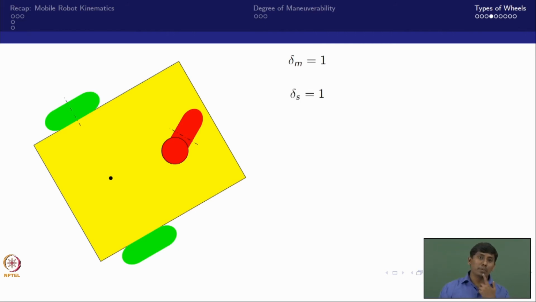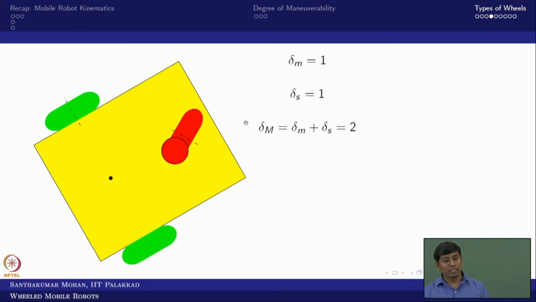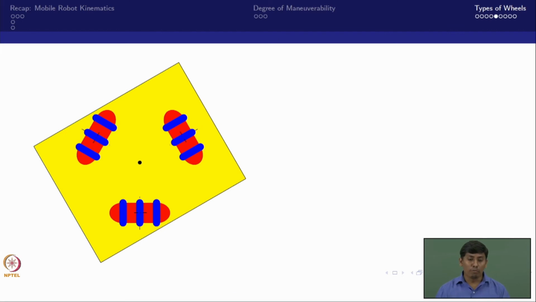So what is steerability? This wheel has a longitudinal velocity. That longitudinal velocity you are converting into longitudinal and lateral velocity by rotating it. That's what steering is. But the mobility is due to the traction generated by the wheel. So now the degree of maneuverability is 1 plus 1 equals 2. Now we will move a little forward.